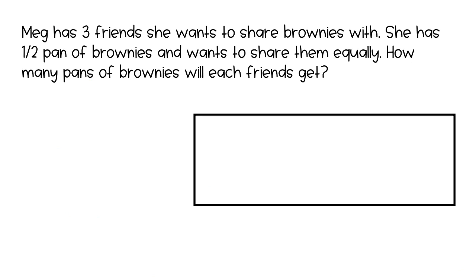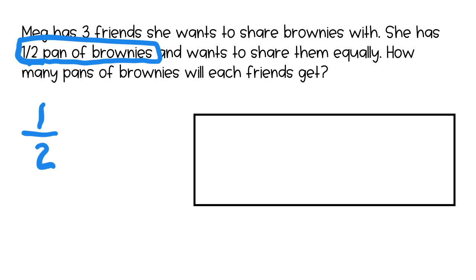Let's look at a problem that is very similar. We still have Meg. Meg has 3 friends she wants to share brownies with. But now she only has 1/2 of a pan of brownies. So she wants to take 1/2 of her pan of brownies and she wants to divide it between her 3 friends. So 1/2 divided by 3.